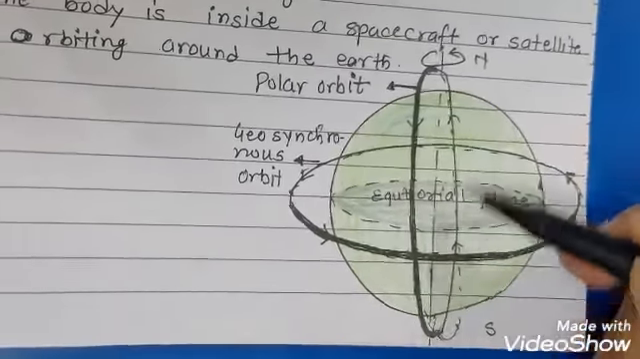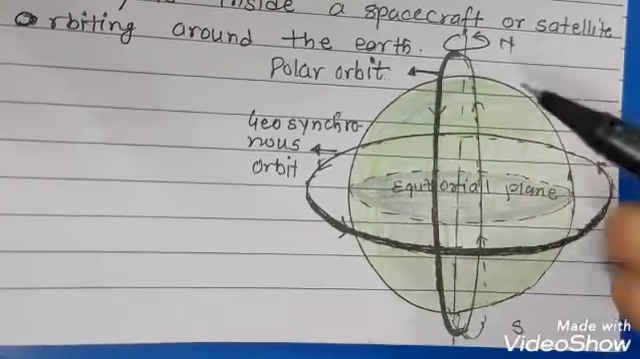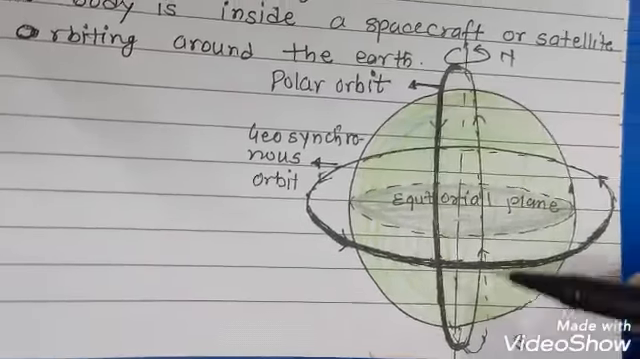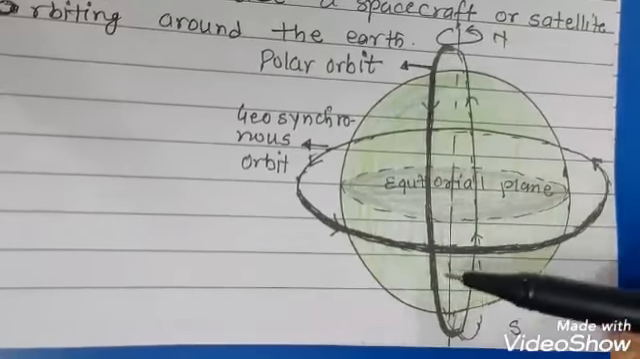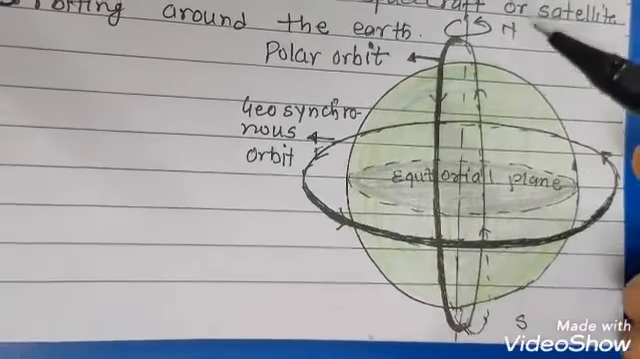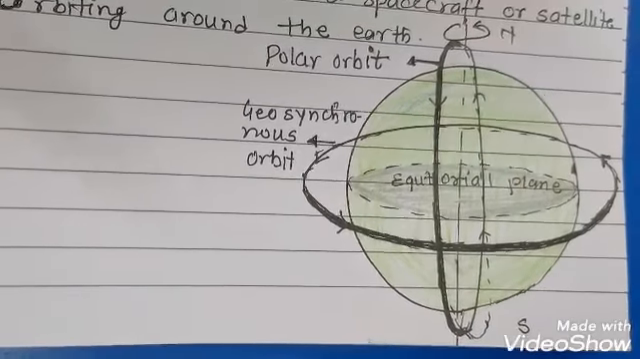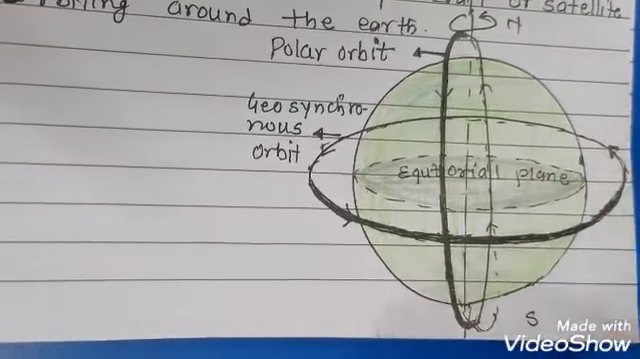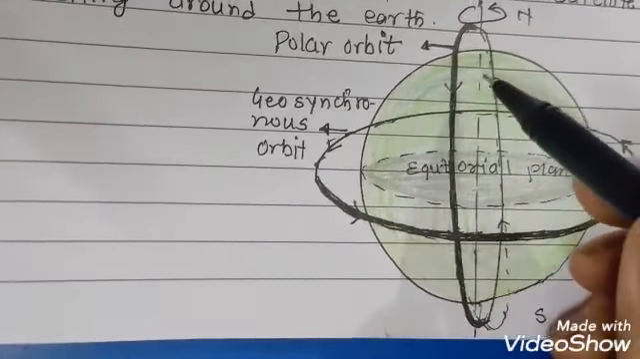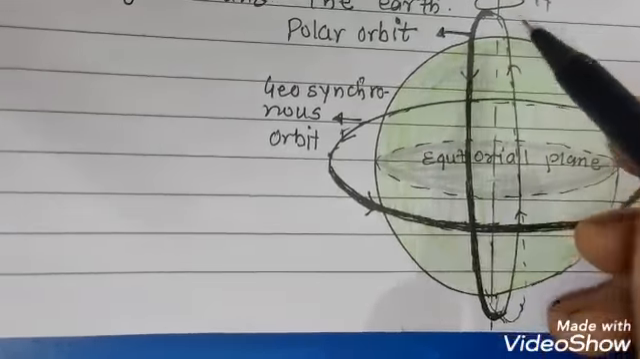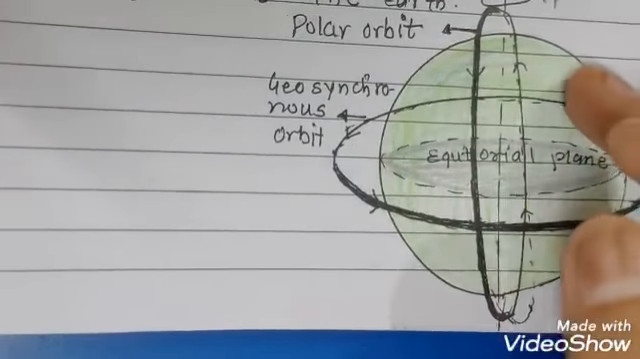As you can see here, this orbit passes through both the poles, north and south pole. And you know that when the satellite is orbiting around the earth in this orbit, after some time the earth will spin on its axis from west to east direction. So in 24 hours, this plane will be monitoring 100% of earth's surface.